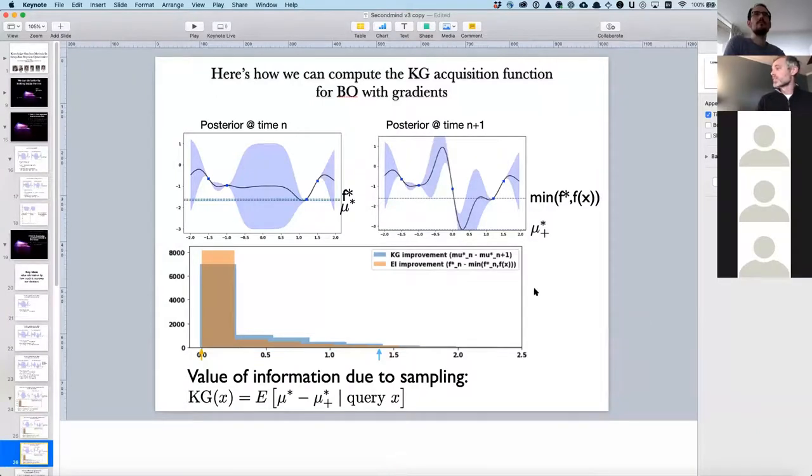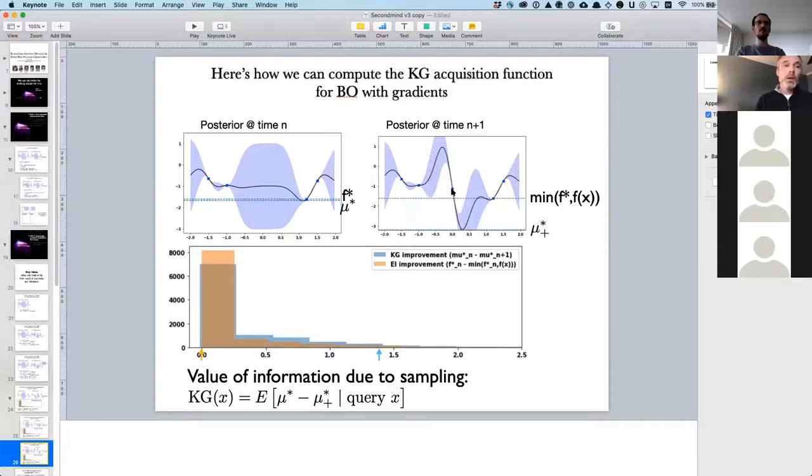And in this sample path, because the gradient here was really big, the minimum of the new posterior mean was really small. I got a huge improvement according to the knowledge gradient way of thinking, whereas the improvement according to expected improvement is relatively small. So you see the histogram for knowledge gradient is way out here. Because a lot of the mass in expected improvement is down here, close to zero, expected improvement will think the value of evaluating at this point is pretty small, and it will choose not to evaluate there.